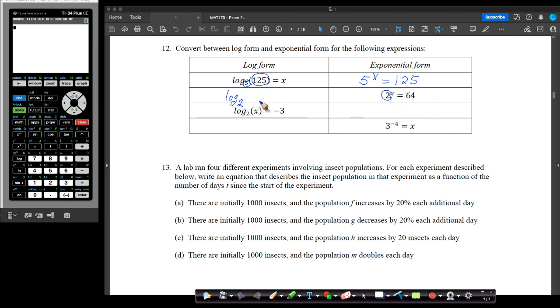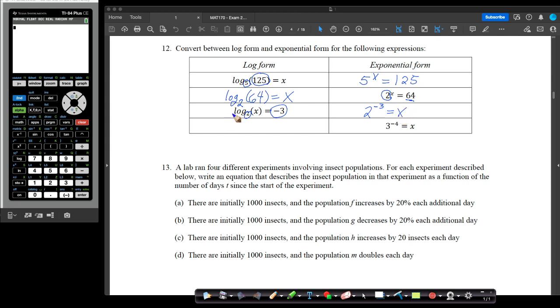So what has to go into the logarithm? Well, it's the answer. The output is 64, so that now becomes the input to the logarithm. The input, which was the x, the exponent, becomes the answer to the logarithm. And we just keep going. Here's a base, and it's going to have an exponent of -3. So we get 2 to the -3 equals x.